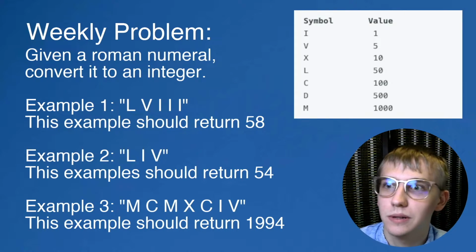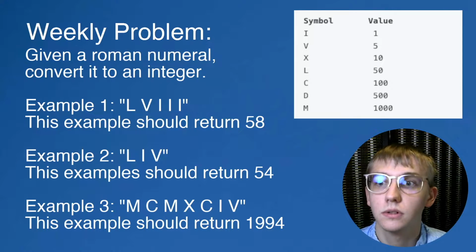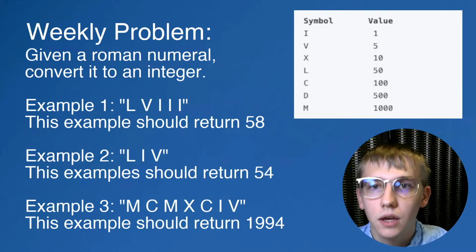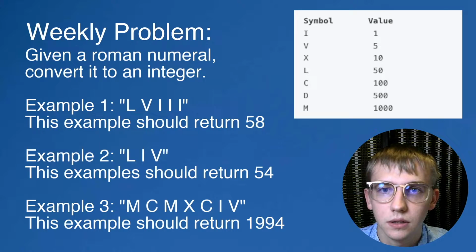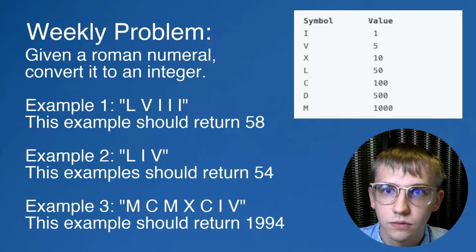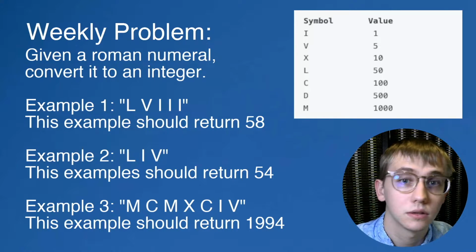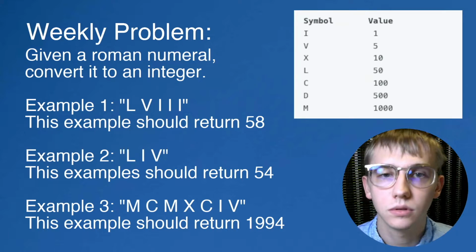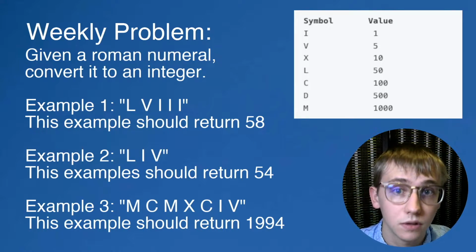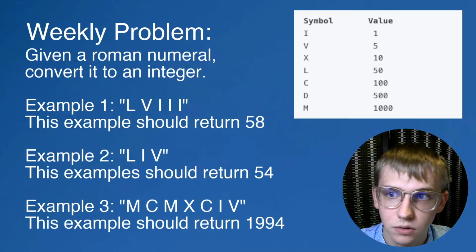Let's get into this week's problem. Given a Roman numeral, convert it to an integer. And we have a little table right here. I is equal to 1, V is equal to 5, X is equal to 10, L is equal to 50, C is equal to 100, D is equal to 500, and M is equal to 1000.